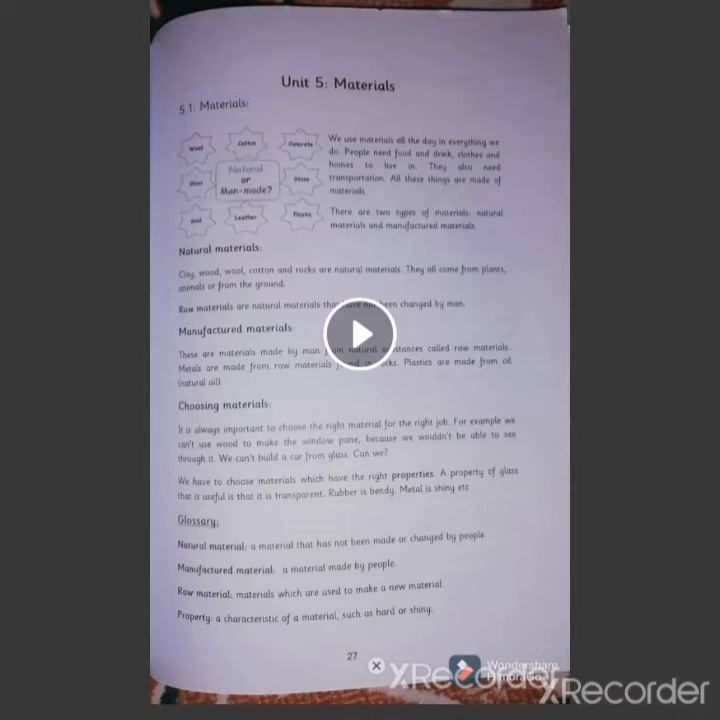Okay, glossary. Natural materials. A material that has not been made or changed by people. Manufactured materials. A material made by people. Raw material. Materials which are used to make a new material. Property. A characteristic of a material such as hard or shiny.